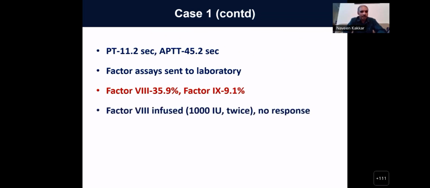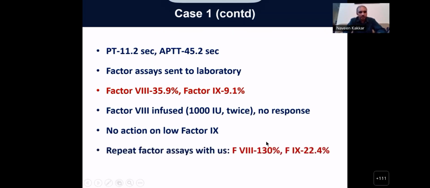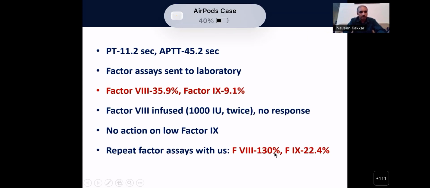The patient was infused factor 8 twice, but there was no response. It kept on oozing. There was no action taken on the low factor 9, which was actually lower than 8 because of the poor availability of factor 9, and plasma was not given. However, we know still that the patient has not responded. The repeat factor assays done with us showed a factor 9 of 22.4 and a factor 8, which is normal, on the higher side, in fact.